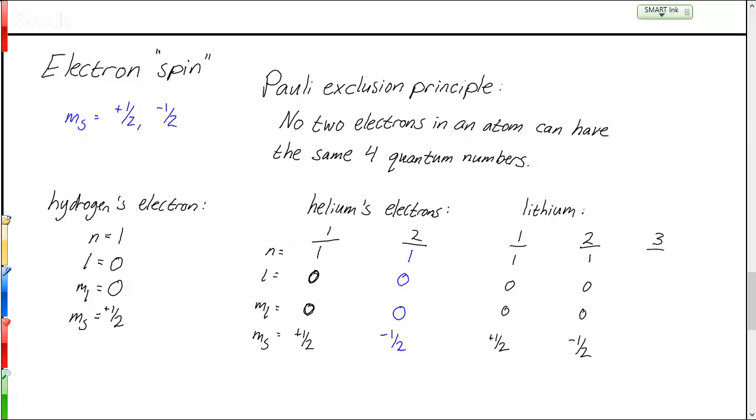But there's no way for that to happen, because if it stays in the n equals 1 level, let's try it and see. If we want it to stay in the n equals 1 level, then what choices do we have for what L can be? It has to be 0, because L can only go from 0 to n minus 1. So L has to be 0. What choices do we have for ML?